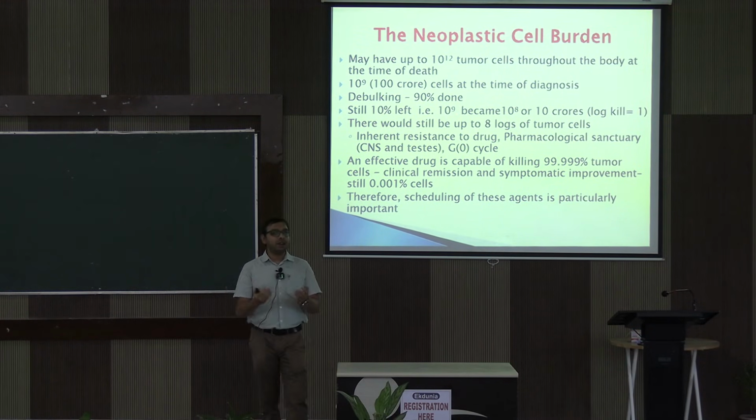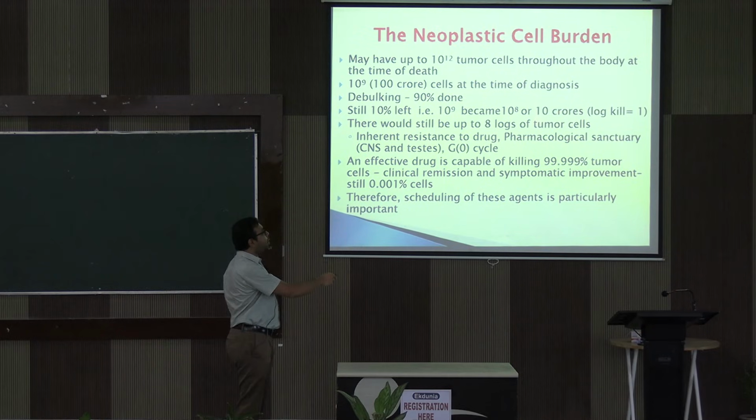10% means 10 to the power 8. So ultimately 10 crore cells are there. This is also known as 8 logs. 10 to the power 8 means log, the logarithmic scale. So 8 logs of tumor cells are already there.